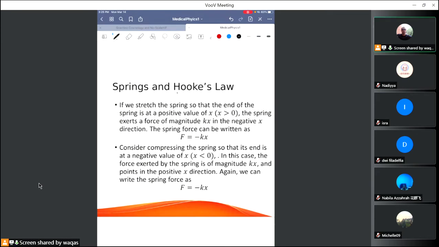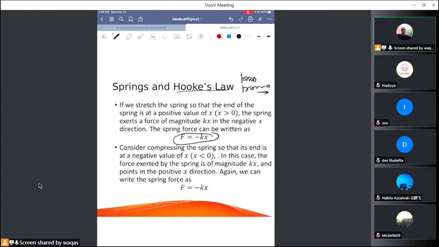Now there is Hooke's law. This kind of physics can be explained by using Hooke's law. Hooke's law says that if we stretch the spring so that the end of the spring is a positive value of x, then the spring exerts a force kx in the negative direction. For example, this is a spring, and you can push the spring in the positive direction. Hooke's law says that the spring applies a force in the negative direction, which is this force.